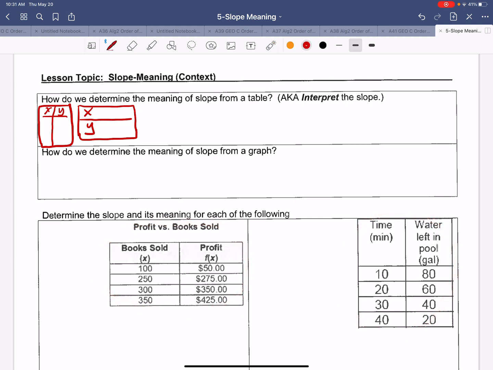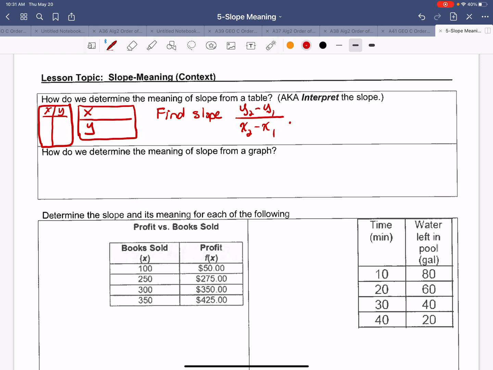So now what I want to do is have you understand that all we're doing when we interpret the slope, when we talk about the meaning, first thing we want to do is find out what the slope actually is by choosing any two ordered pairs. That will be using the formula that we talked about yesterday, which is y2 minus y1 over x2 minus x1. So we're picking any 2 points, any 2 ordered pairs. And remember that the y's have to go on the top and the x's have to go on the bottom.